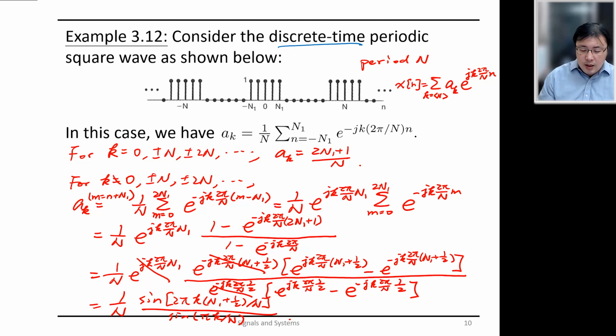So you can see that we get a formula that is a little bit like what we get in the continuous time case. Here we have the ratio of two sinusoids, with different values of k depending on the index of the Fourier series coefficient.